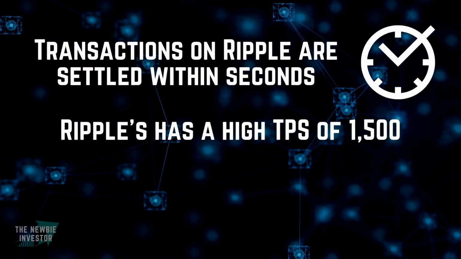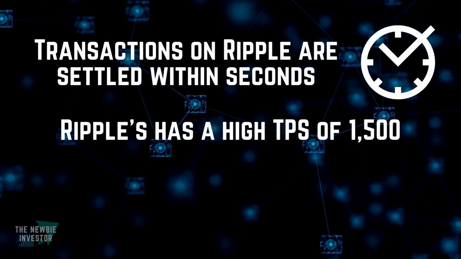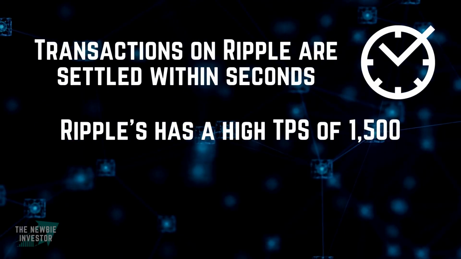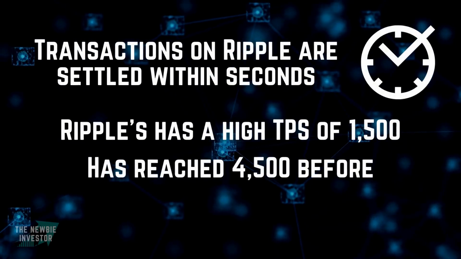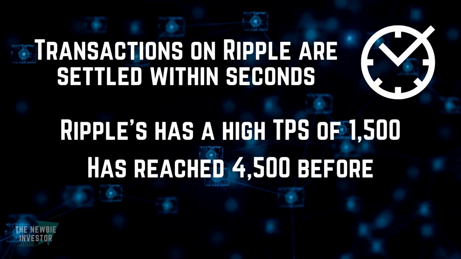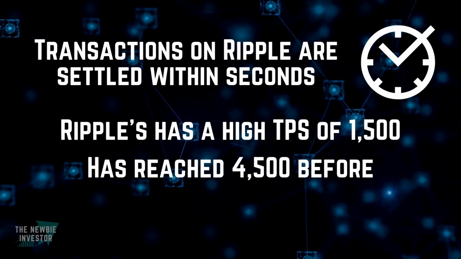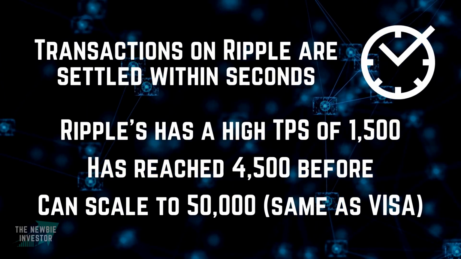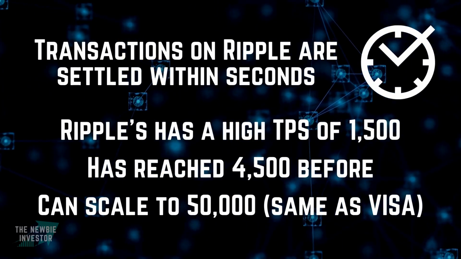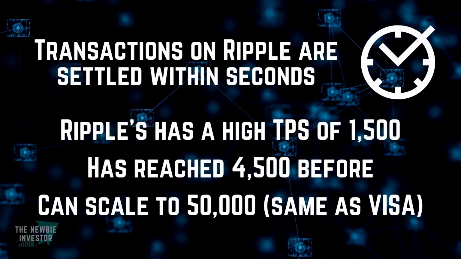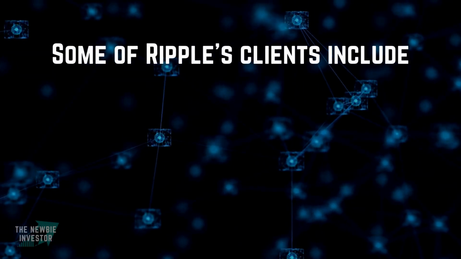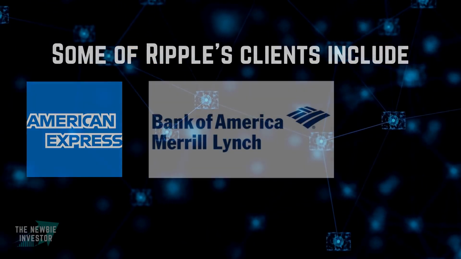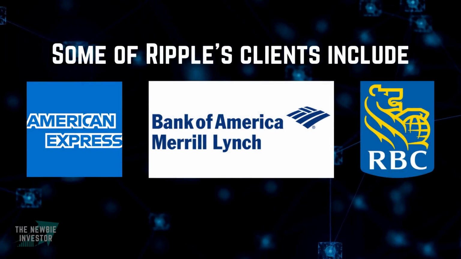Plus, Ripple can securely handle millions of transactions frequently, although, to be a bit more specific, Ripple's transactions per second, also known as TPS, are 1,500 right now, according to cryptotps.com. However, Ripple's TPS did once peak to 4,500 in November 2019, although Ripple also claims that it can scale up to 50,000 transactions per second, or essentially the same amount as Visa. As I said though, Ripple is still in its early stages of adoption and development, although there are already some well-known banks and institutions that are using it, like, for example, American Express, Bank of America Merrill Lynch, Royal Bank of Canada, and so on.